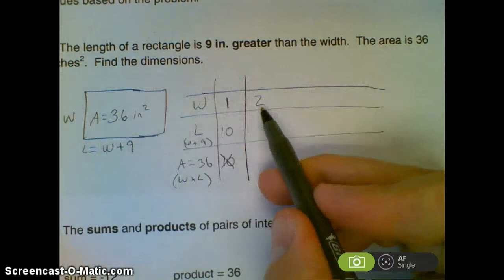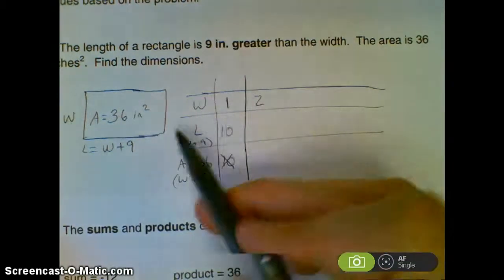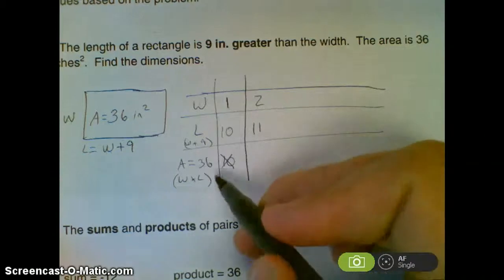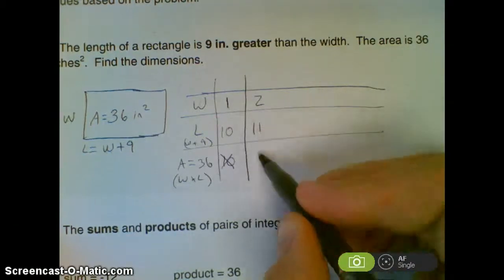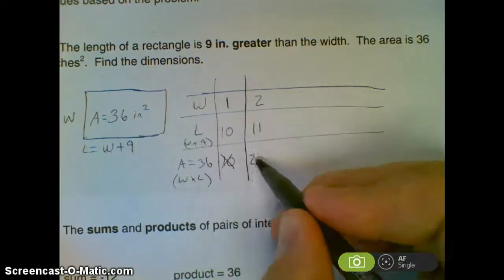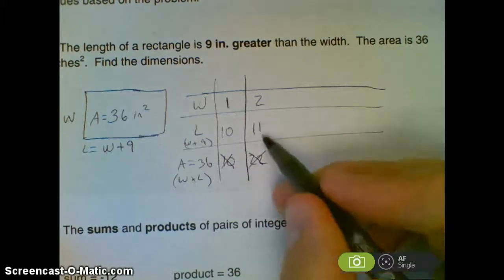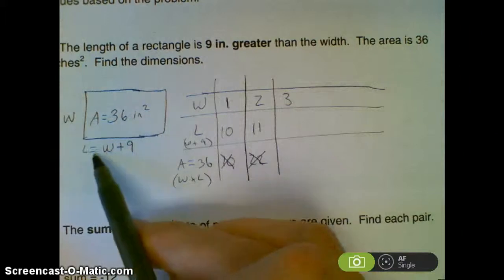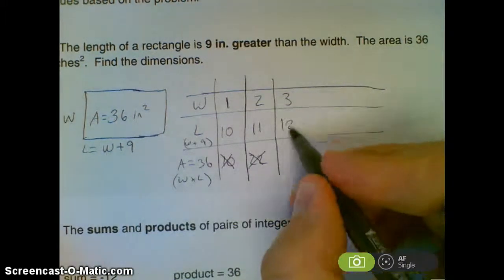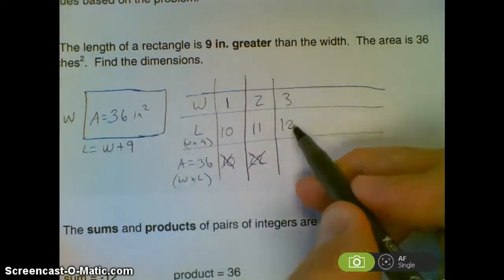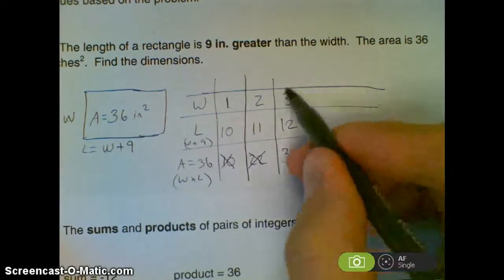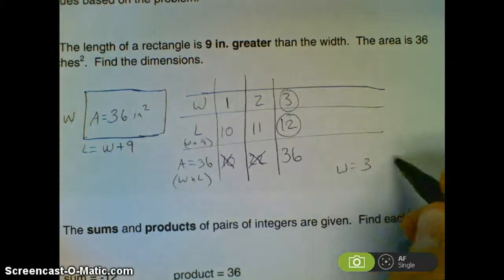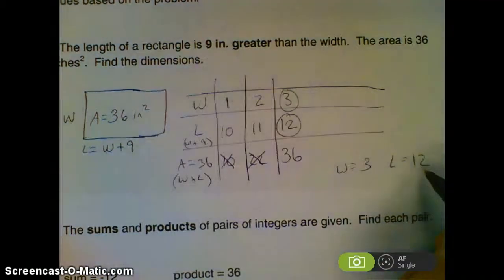What if I try 2? 2 for the width, that means the length is going to be 2 plus 9, 11. To get the area using 2 and 11, I do 2 times 11 is 22, which does not equal 36. So these are not the answers. I'll try out 3. If my width is 3, that means my length is 3 plus 9, or 12. 3 times 12 is 36. That would make these my answers. So the width is 3, and the length is 12.